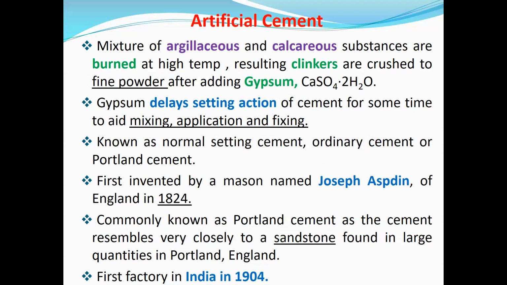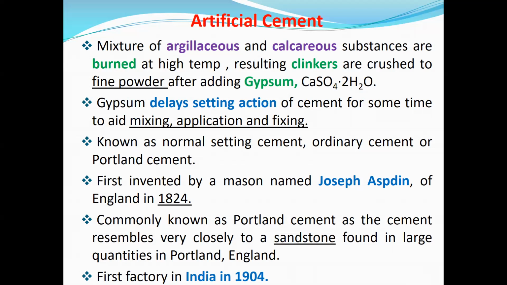Then they are burned at high temperature, and due to burning at high temperature, a material is produced that is called clinker. You are oriented with this term clinker. Then the clinkers are crushed so that they become fine powder. That means the cement that you see is a fine powder, which is nothing but a mixture of those argillaceous or calcareous materials, burned at high temperature, which formed clinkers.